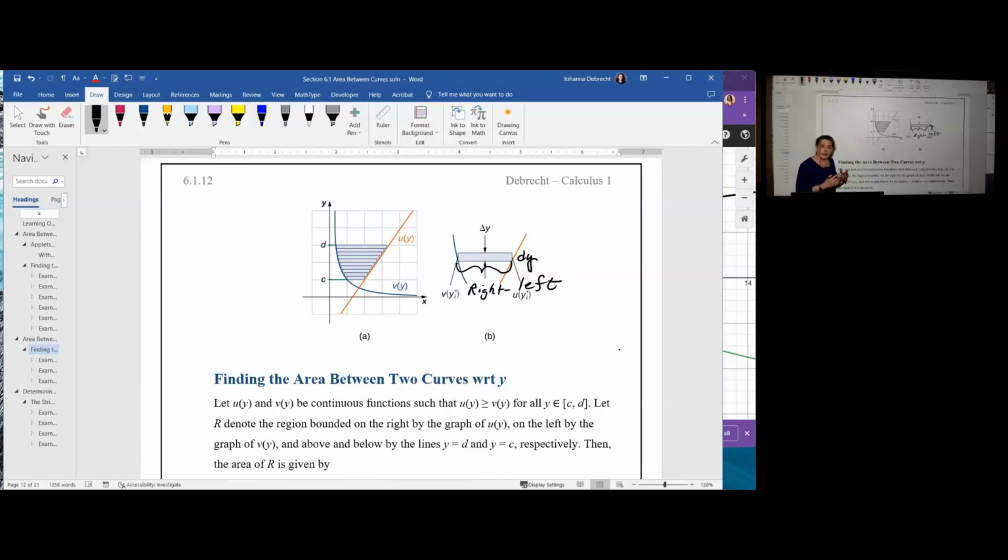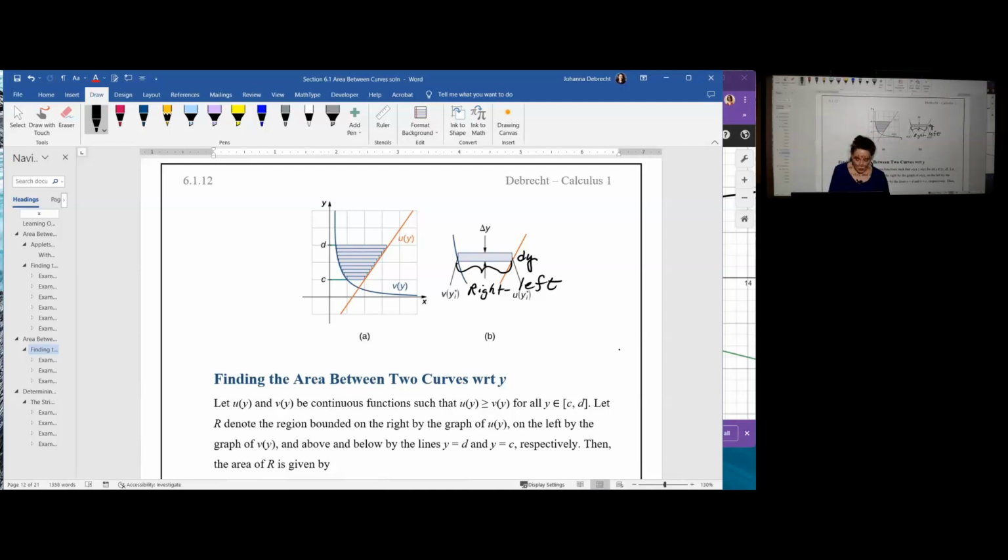So the area of one strip becomes the right minus the left. Well, since it's a function of y, it's giving you the x value on the right minus the x value on the left, which would give you this length times the differential dy. And then, of course, we add all the areas together between y equals c and y equals d.